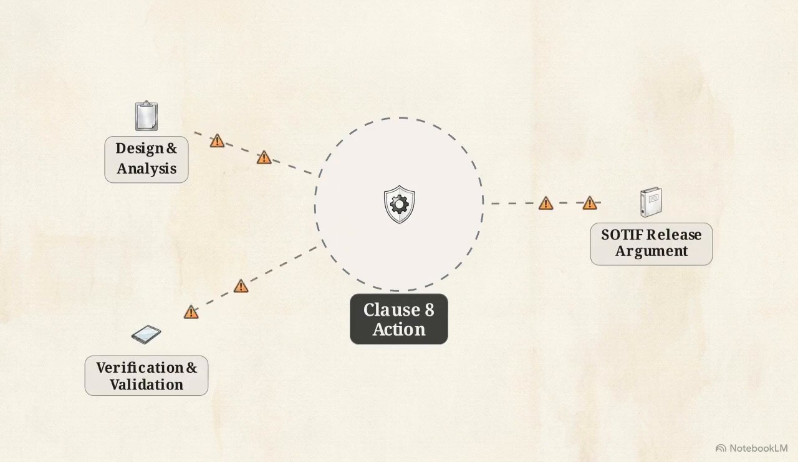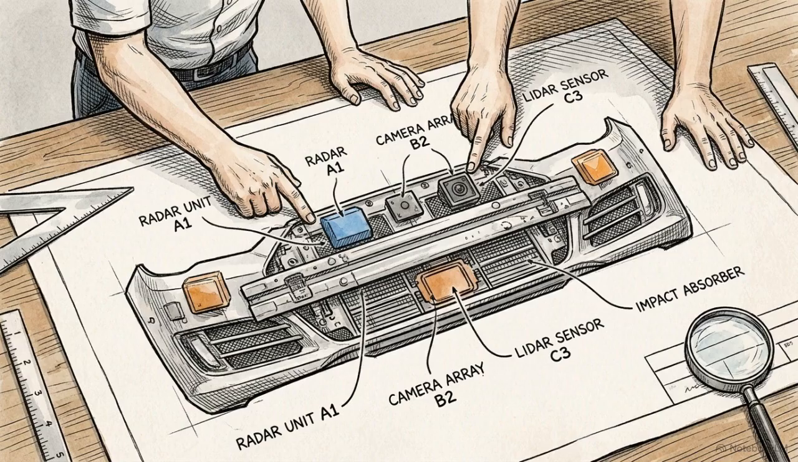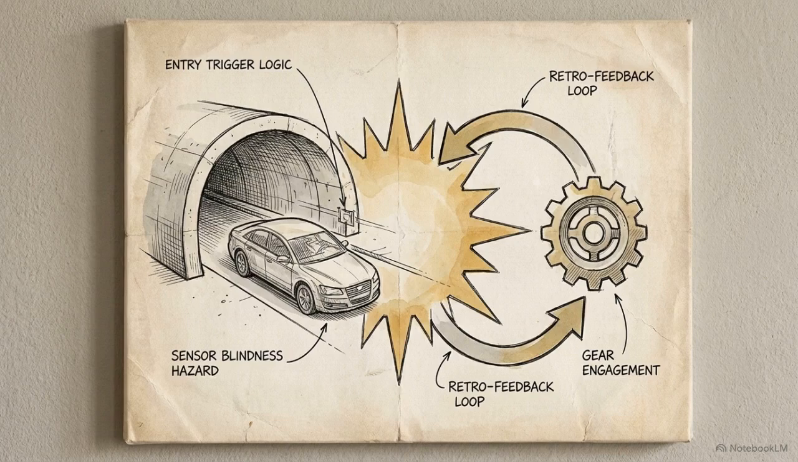It is triggered only when unacceptable risk data enters the pipeline from 3 specific streams. The first path is through the initial design phase. This occurs when early hazard analysis identifies a severe residual risk, like sensor blindness at a tunnel exit, and routes the project back for physical modification before production begins.